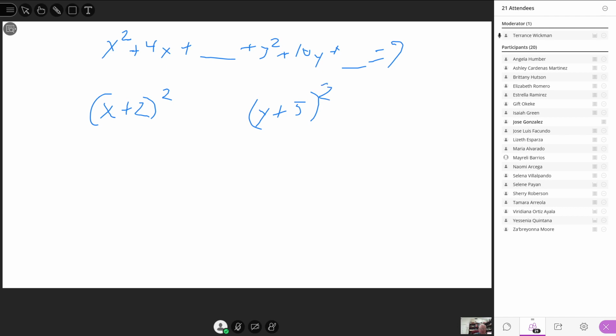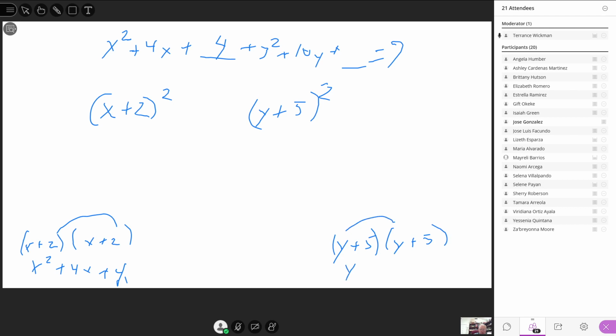Now, when you multiply them out, if you take x plus 2 squared, it's like this: x plus 2 times x plus 2. You get all the parts of the puzzle. You get x squared, 4x, plus 2 times 2, which is 4. We added 4 to make that square work. It comes from here. The other side, we have y plus 5 squared. So we take y plus 5 times y plus 5. y times y is y squared. You get the 10y, just like you have up there, but we added 25 from the 5 times 5. Now, the rule is, whatever you do to the left, you have to do to the right. So we added 4 to this side, and we added 25. So those added together have to equal 36.